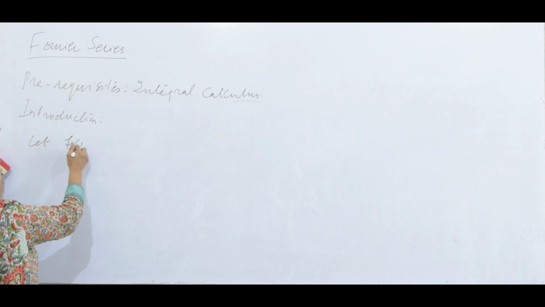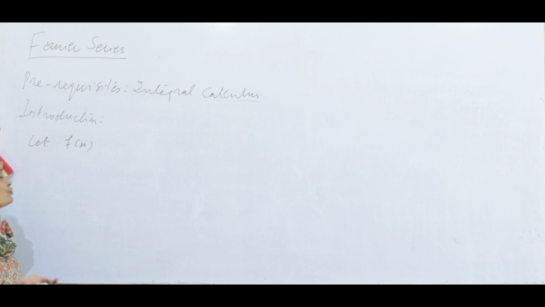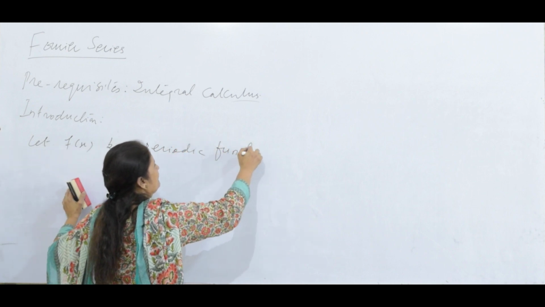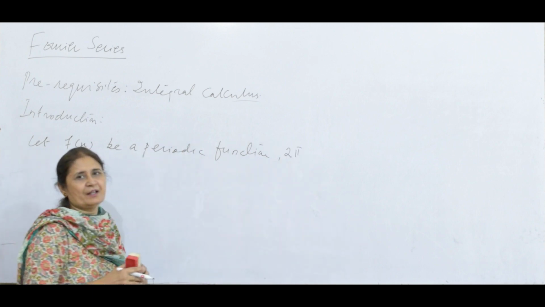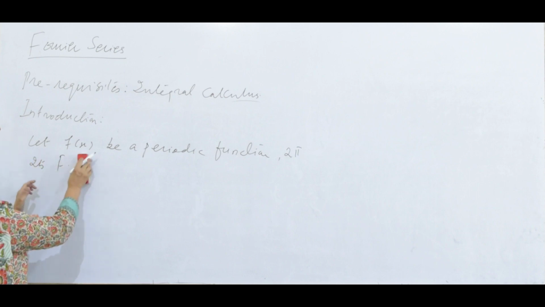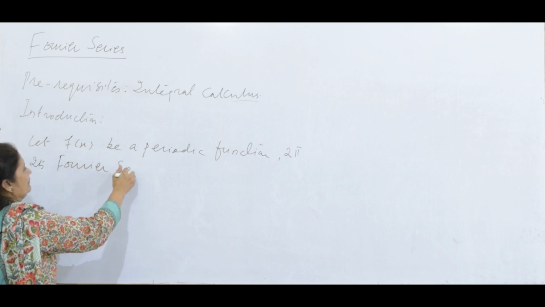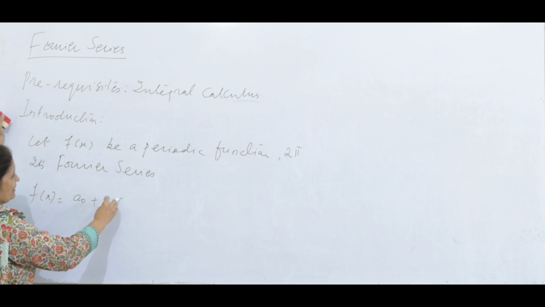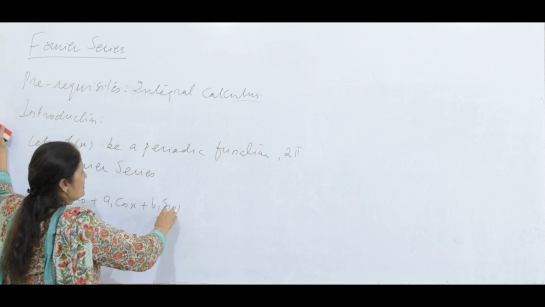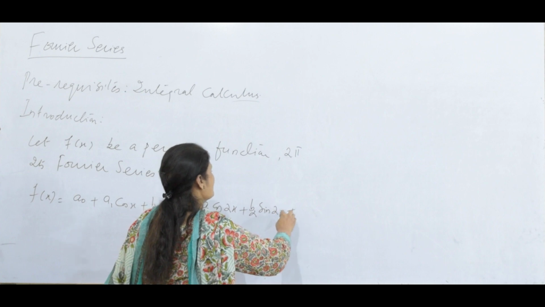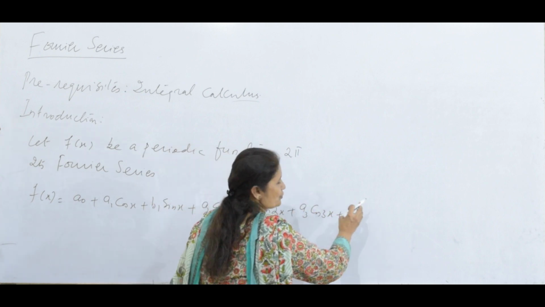Let f of x be a periodic function whose period is 2 pi. I have chosen a periodic function whose period is 2 pi and I am writing its Fourier series. Let me write down: this is a0 plus a1 cos x plus b1 sin x plus a2 cos 2x plus b2 sin 2x plus a3 cos 3x and so on and so forth.